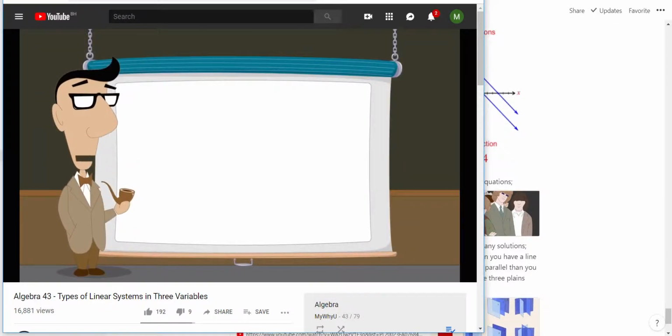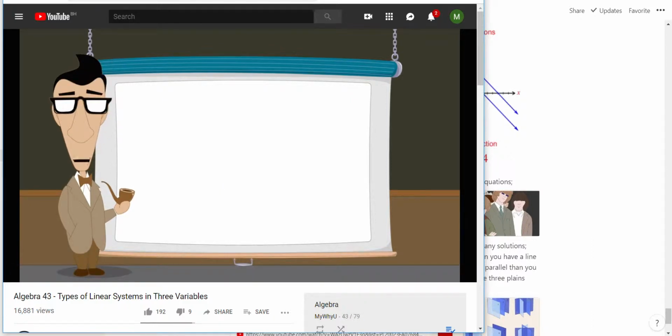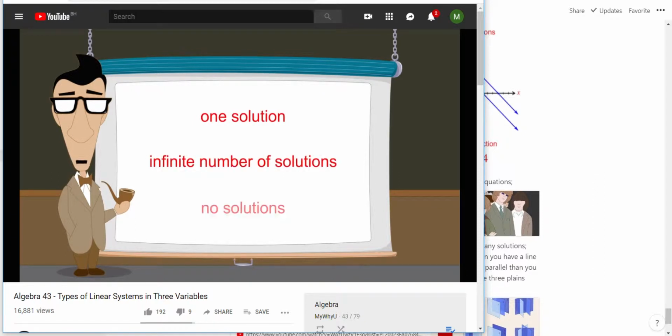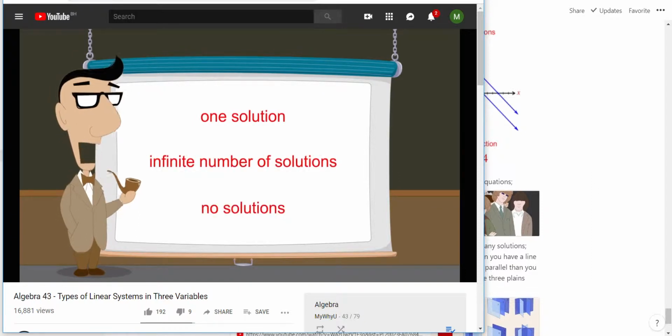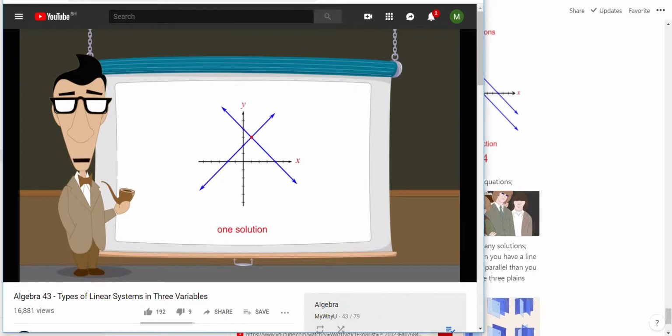So we have seen 8 ways in which the three planes in a system of 3 linear equations in 3 variables can be oriented. These orientations can create a system with one solution, an infinite number of solutions, or no solutions. These are the same 3 general categories of solutions which can exist for systems of 2 linear equations in 2 variables. Systems in 2 variables have a single unique solution when the 2 lines in the system are not parallel and thus intersect at a single point.